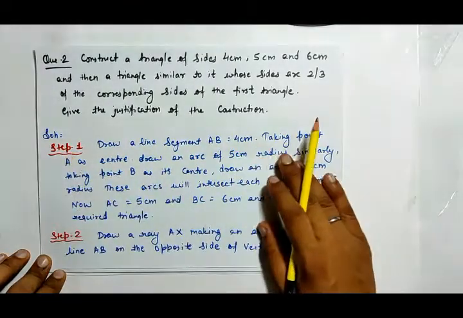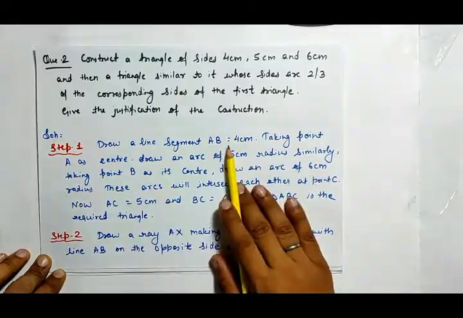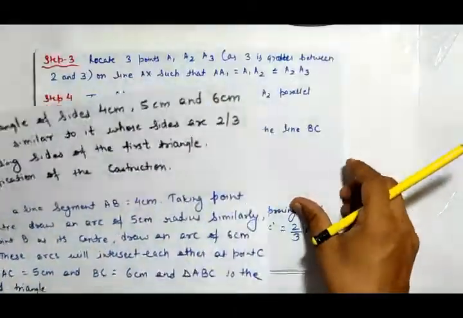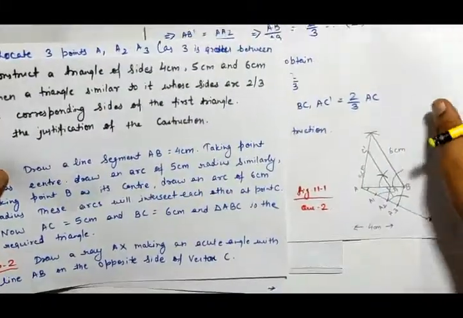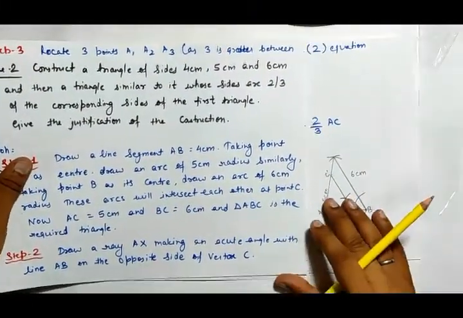So here what we have to do in step number 1 is draw a line segment AB equal to 4 centimeter. Let me show you the diagram of the same question. The diagram is here on the last page, so you can see from here.